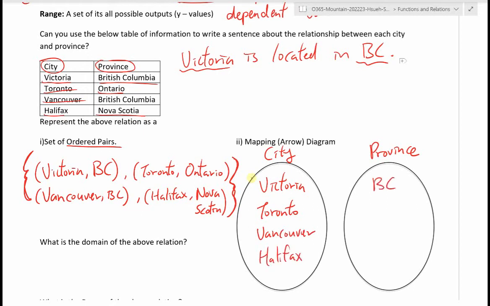And in the province, we have BC, we have Ontario, and we have Nova Scotia. Okay, and now what we're going to do is we're going to draw arrows. So Victoria goes to BC, right? Because Victoria and BC are connected. Victoria is in BC. Toronto will then draw an arrow to Ontario. Vancouver, we will draw an arrow to BC. And then Halifax, we will draw an arrow to Nova Scotia. Okay, so that's how you show this relation in an arrow diagram.